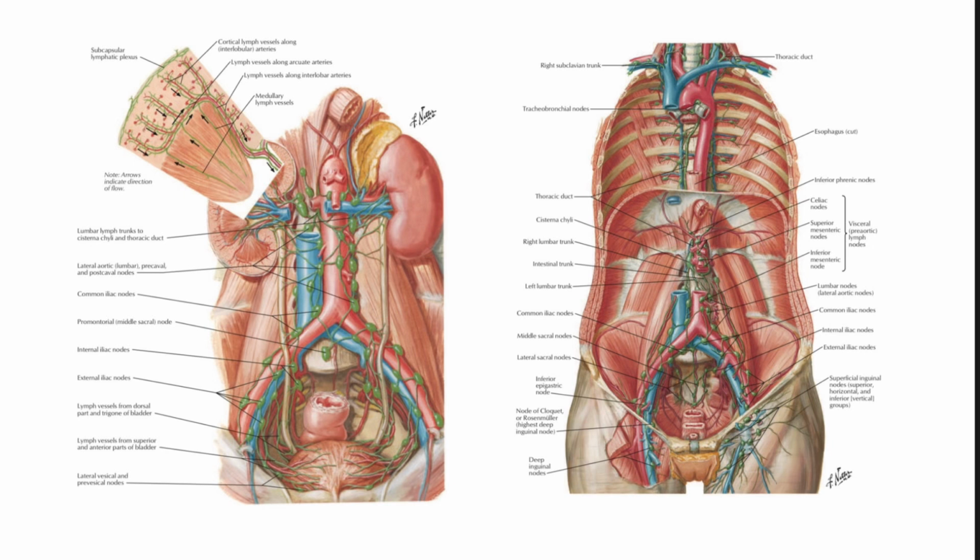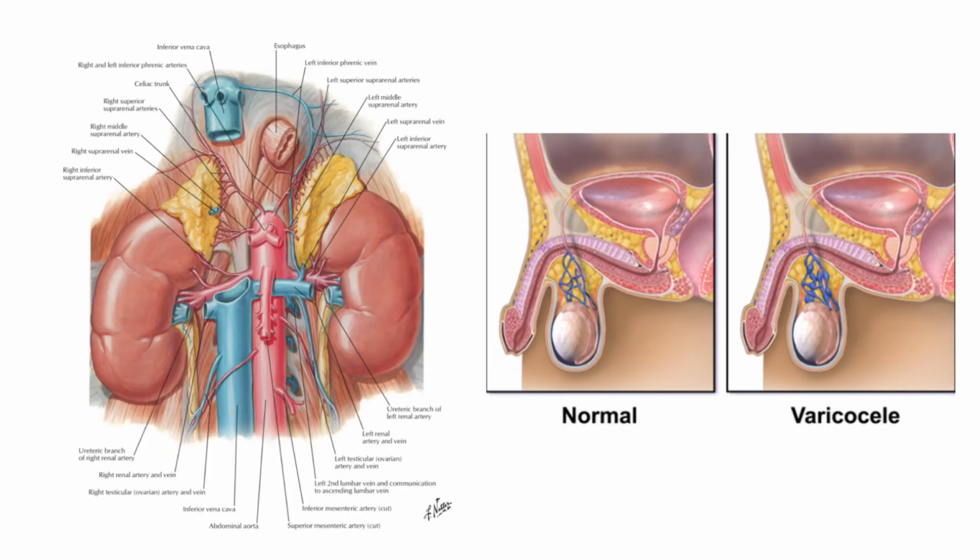A clinical insight of renal vasculature is a varicocele. The left gonadal vein drains into the left renal vein at a right angle, which can result in higher pressure and pooling, leading to varicocele, especially on the left side.